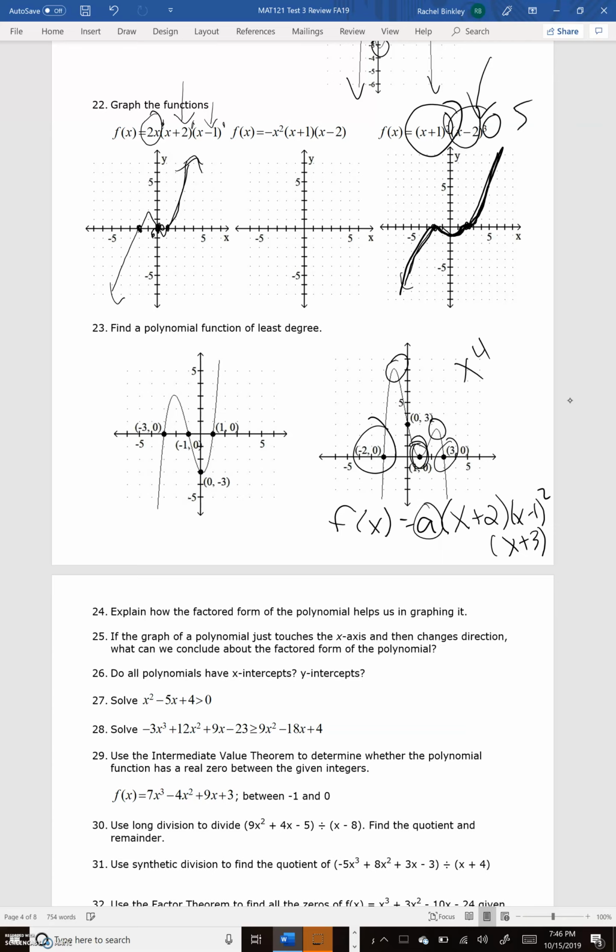But we need to figure out if it's being stretched or shrunk. And luckily, they gave us that other point, the y-intercept. So we leave this a here, but we're going to make x... We want to solve this. Actually, we're going to make y equal 3, that y-intercept, equal to a times, and every time we see an x, instead we're going to put in a 0.